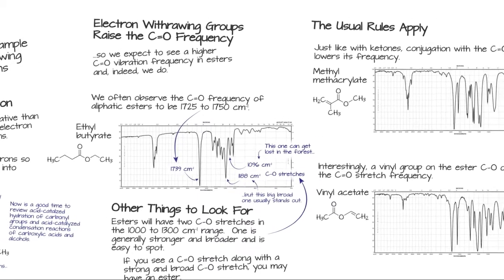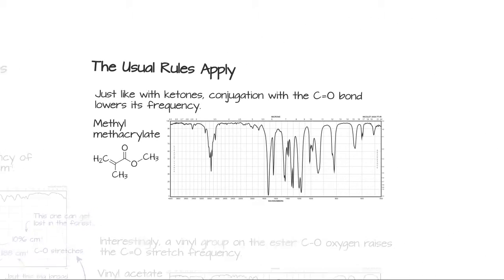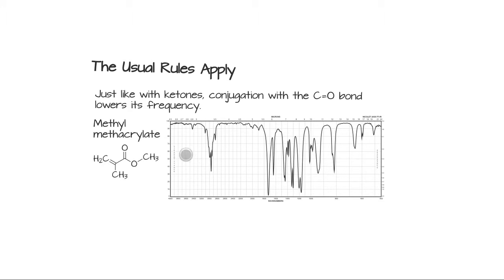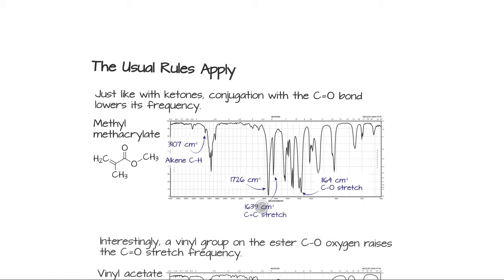All right, so let's talk about the consequences of conjugation. As with ketones, if I conjugate, there's a double bond there conjugated to the single bond, I lower the frequency from 1740-ish back down to 1726. So that's I lowered the frequency. And there's the other signals we'd expect to see with this kind of thing, the CH on the alkene. There's the CO stretch, nice big strong peak there.